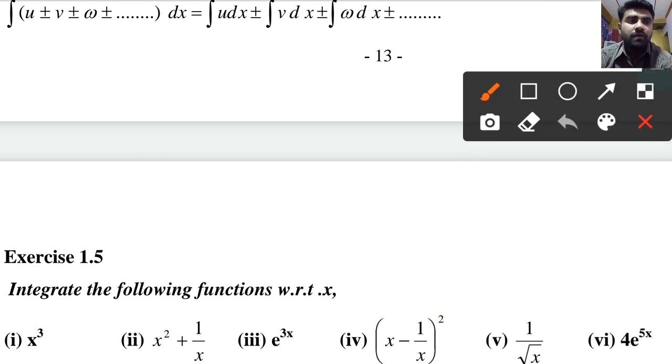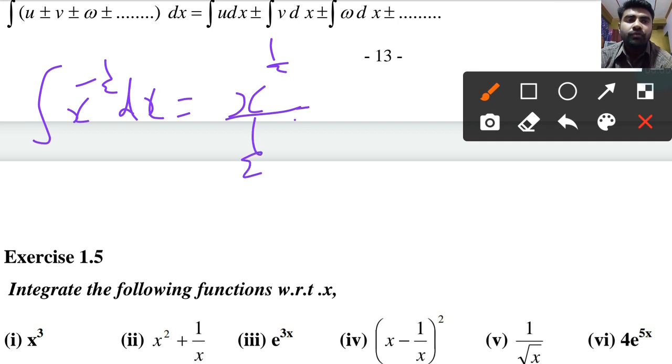Now, time for the fifth one, that is integration of x raised to minus 1 by 2 dx. So power plus 1 upon power plus 1. So x raised to 1 by 2 upon 1 by 2. So that will be 2 under root x, right? Because minus 1 by 2 plus 1, so that is 1 minus 1 by 2, and that is half. So 2 root x, right?